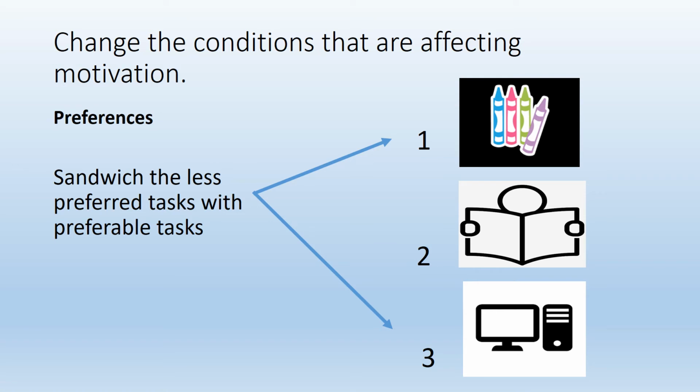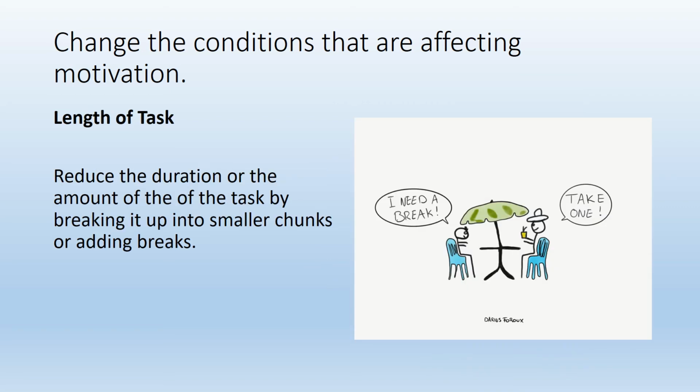It would be easier for the student to get started because the student would be beginning with coloring, a preferred activity, and not with the sight words. And it would be easier for the student to stay motivated because the student would be ending with a preferred activity. In this case, it would be the computer. We can also just reduce the length of time a task will take by maybe breaking it up into smaller chunks and adding in breaks, and allowing the student to take breaks when the student asks for one. That can increase motivation as well.